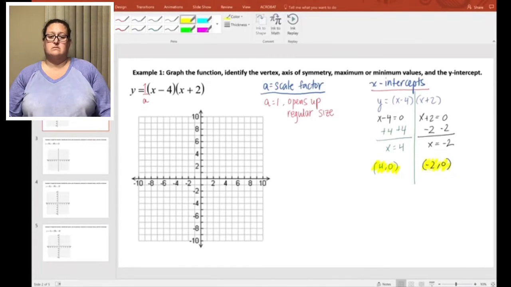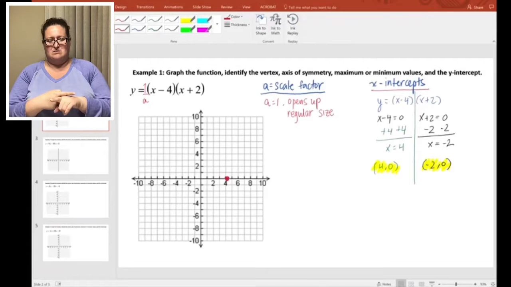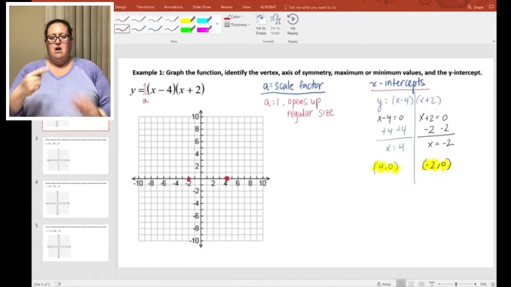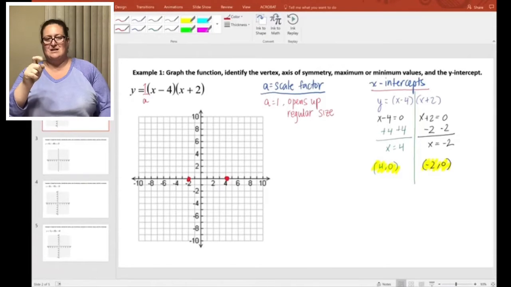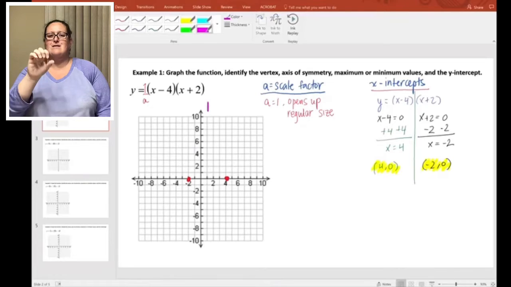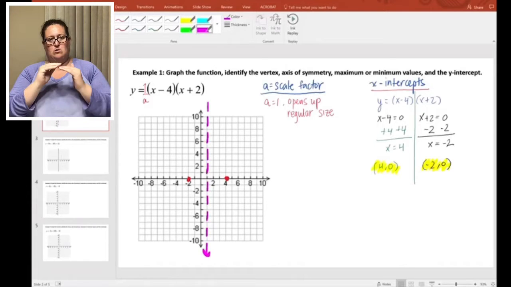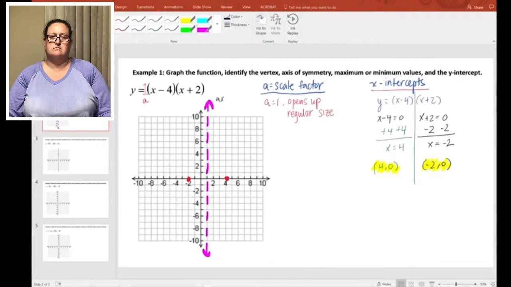Now that we have our x-intercepts, let's go ahead and plot them. We have a point at 4, 0. Remember, these are x-intercepts, therefore they should be on the x-axis. 4, 0 and -2, 0. Afterwards, we need to find the vertex. Okay, so let's look for the middle, and once we've identified the middle between the 2 points, then we can draw our axis of symmetry and our vertex. So the middle part of our graph is going to fall on x equals 1. And that's our axis of symmetry.